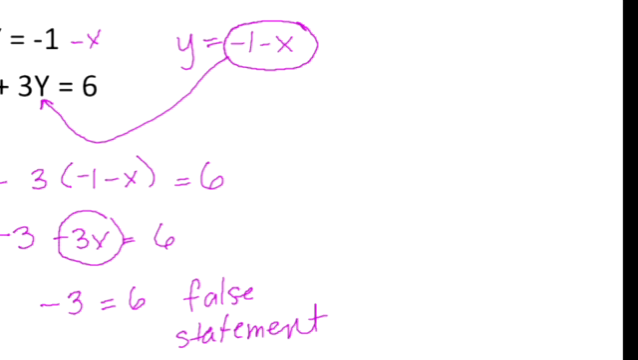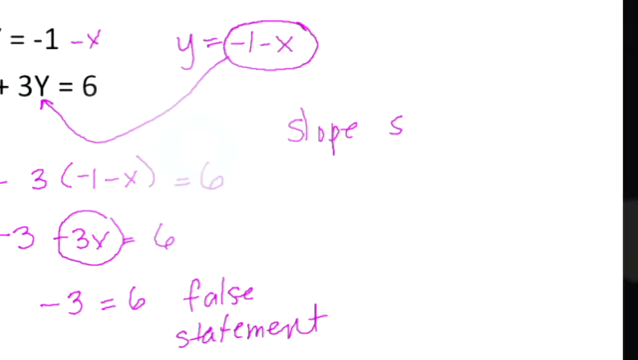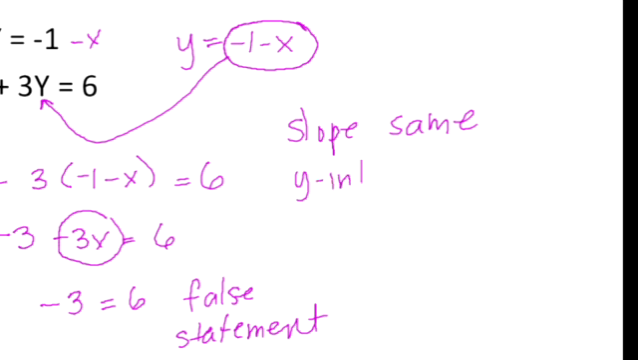a false statement. All right, now when they are parallel, that means a couple of things. Number one, slopes are the same. And I don't know that I'm necessarily telling you anything that you don't already know. Slopes are the same, and the y-intercepts are different. Okay? The y-intercepts are different.